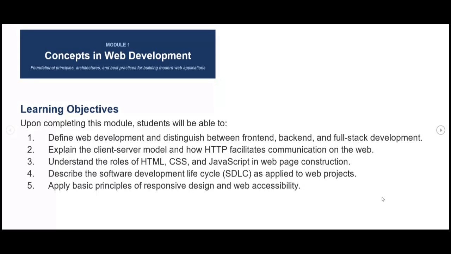Four, we will be able to describe the software development lifecycle as it applies to web projects. And then we should be able to apply basic principles of responsive design and web accessibility. So, Module 1 is packed full of learning objectives, five of them. So, let's dive in and see how we can begin to tackle these five objectives. The first one says we should be able to define web development and then distinguish between front end, back end, and full stack development. So, let's see how we can do that.